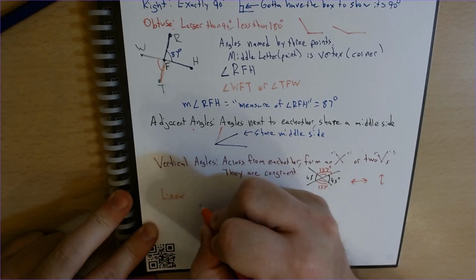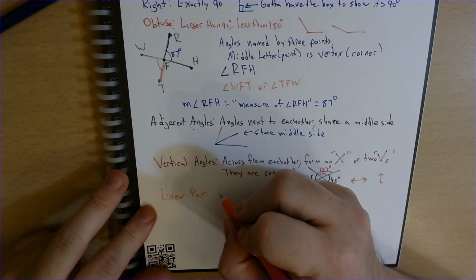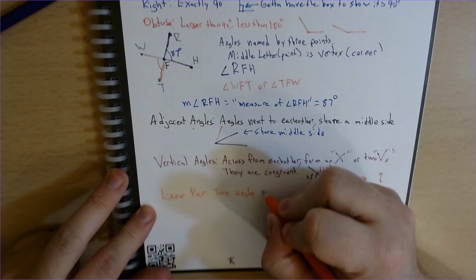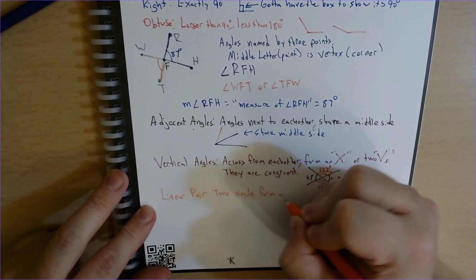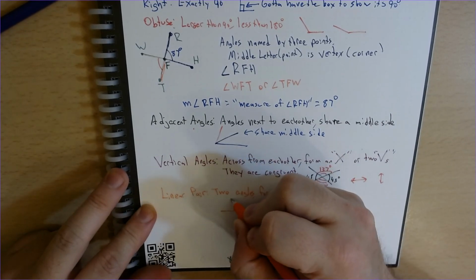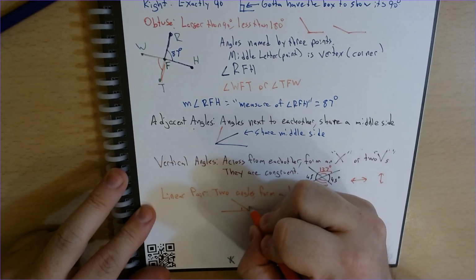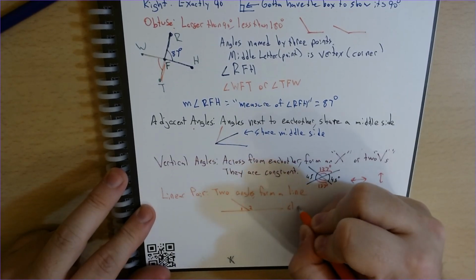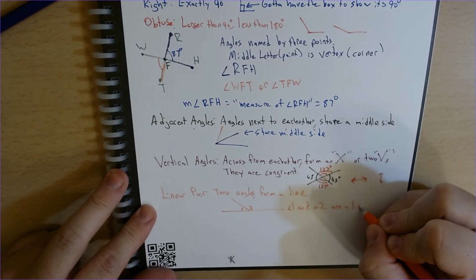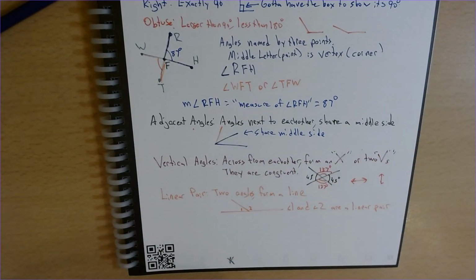A linear pair. So a pair means two, so it's two angles. They form a line. So literally it's, you got a straight line and two angles. So if I call this angle 1 and this angle 2, angle 1 and angle 2 are a linear pair. So they just form a straight line.